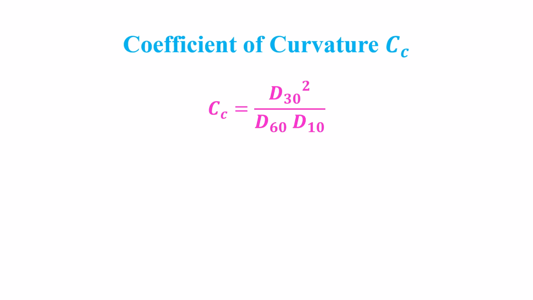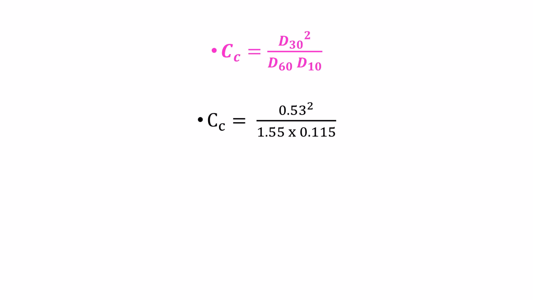Coefficient of curvature Cc is D30 square divided by D60 into D10. Therefore, Cc equal to 0.53 square divided by 1.55 into 0.115 equal to 1.58.